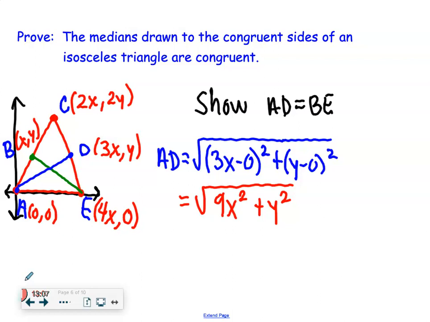Okay, so now I have to show that BE is the same thing when we do the distance formula. So you just do the same thing. Yep. So we still have a proof for you, right? No, this is our proof. Oh, this is better. Yeah, it's easier, but I still don't like it.